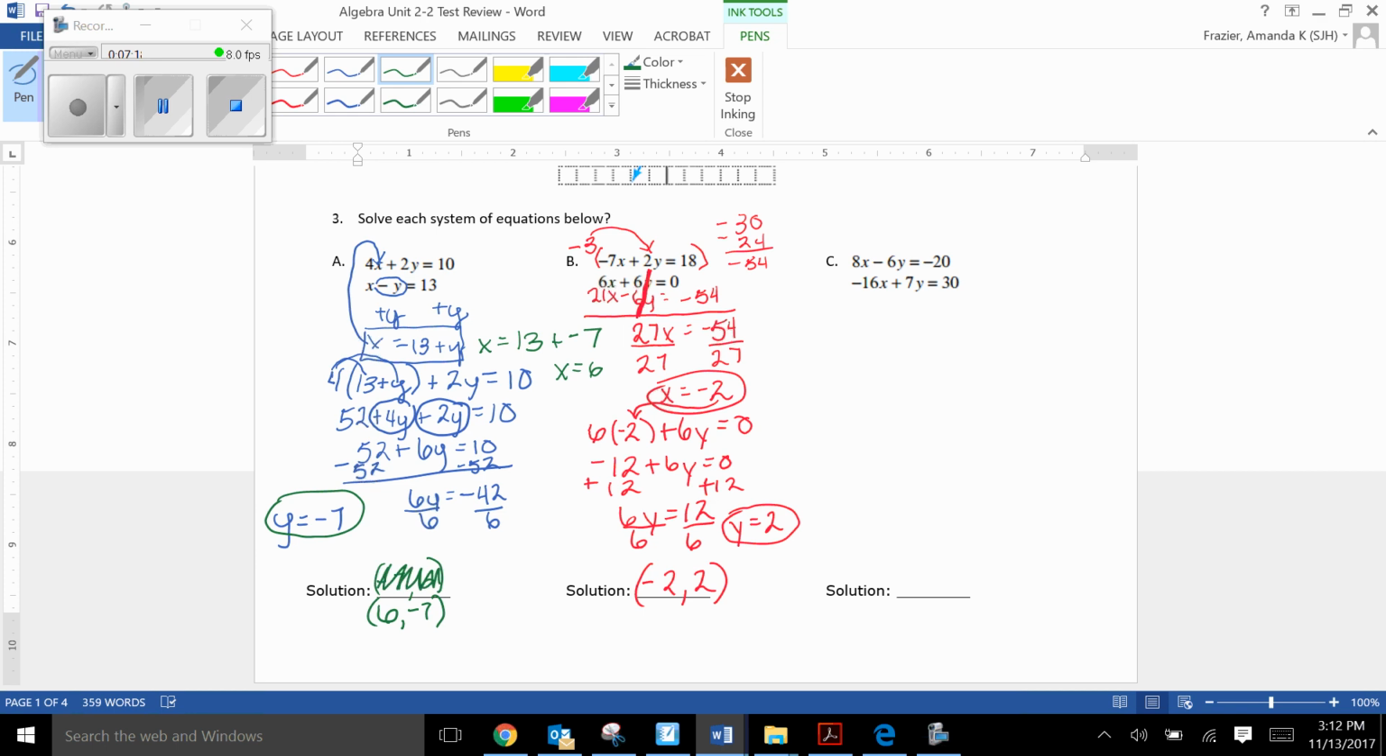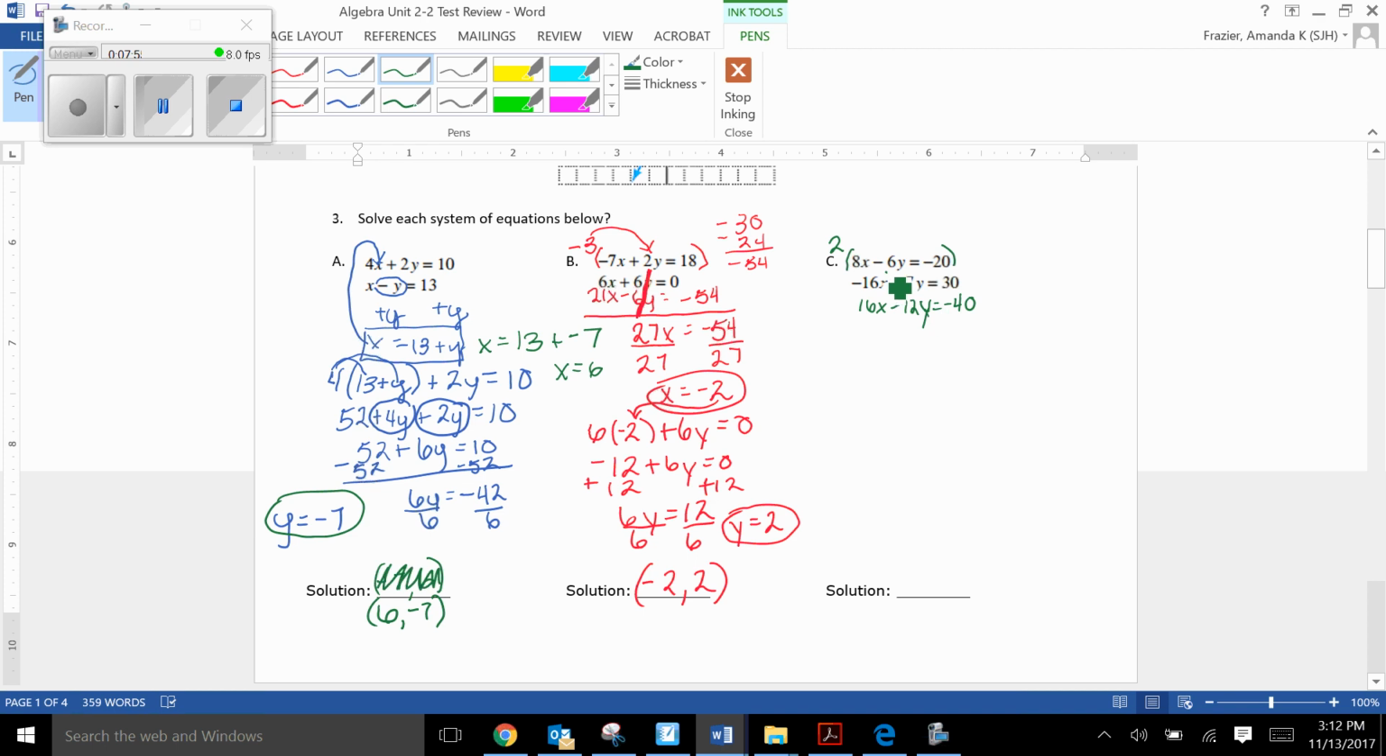Okay, last. Being that both of these are in standard form and neither one of them is solved for y, I'm going to go ahead and use elimination again. I can see this is negative 16, so I'm going to multiply the top by 2. Then I have a positive 16x minus 12y equals negative 40. Don't forget to multiply all the way across.